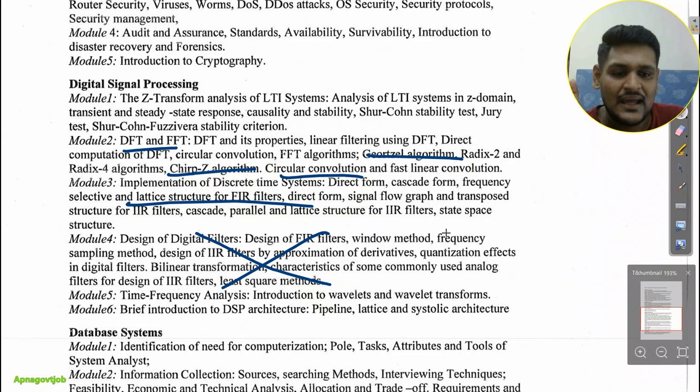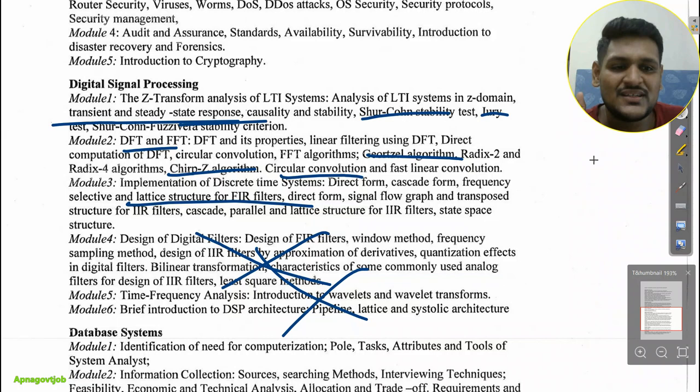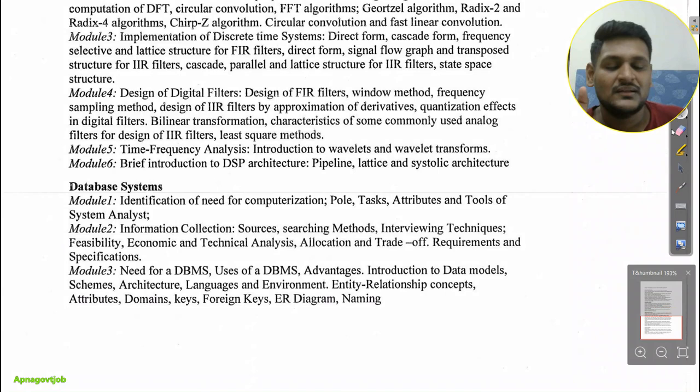Definitely Z transform, LTI system, analysis of LTI in Z domain, right? Jury and Routh, just leave all this. Causality, stability, you should know how to identify properties of your LTI systems, right? Then they want database knowledge also from you, okay? So just leave this part.